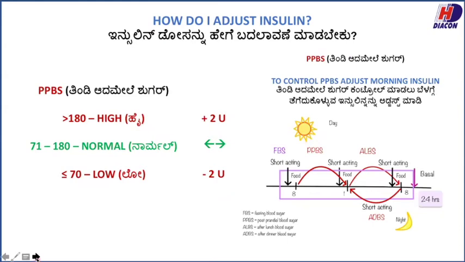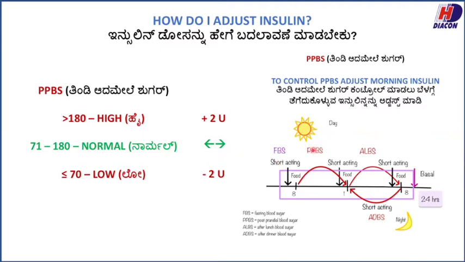What about the sugars after food? We want it to be between 71 and 180. So let's look at after breakfast blood sugars first. In order to control the PPBS, we adjust the morning dose of short-acting insulin because this is the one that goes up and controls your PPBS here. So if your post-breakfast sugars are normal, that means the insulin dose that you've taken with breakfast is sufficient. So don't change the dose, continue the same dose.